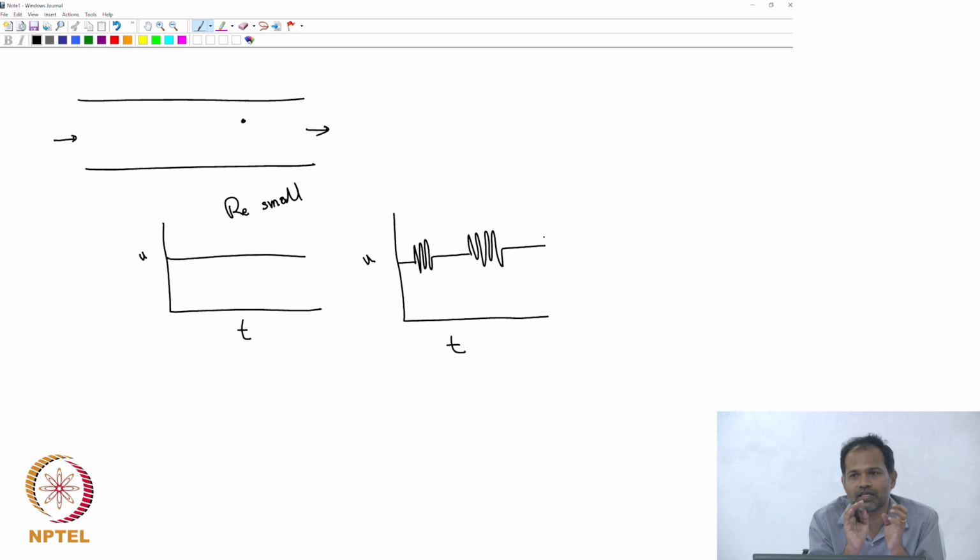You will further increase the Reynolds number, let's say. This is some intermediate Reynolds number.